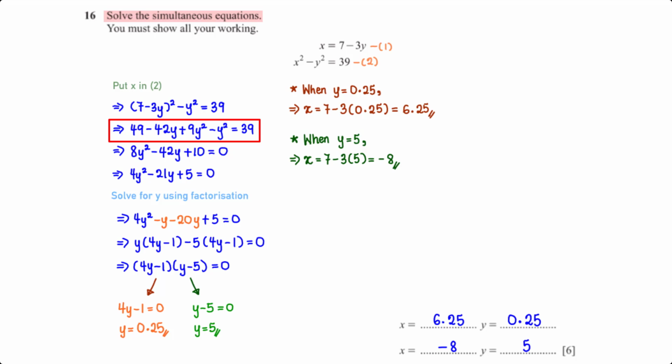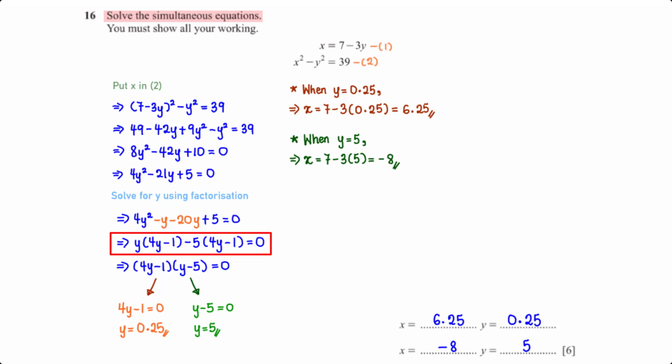When we move all the terms to one side of the equation and group like terms, this is what we get. The terms have a common factor of 2. So when we divide through the equation by 2, we have 4y squared minus 21y plus 5 equals 0. We can solve for y using the factorization method. We can rewrite minus 21y as minus y minus 20y. For the first two terms, when we factor out y, we are left with 4y minus 1.